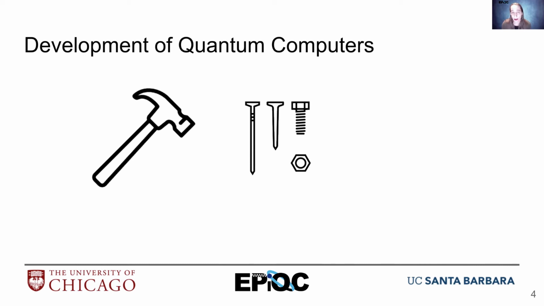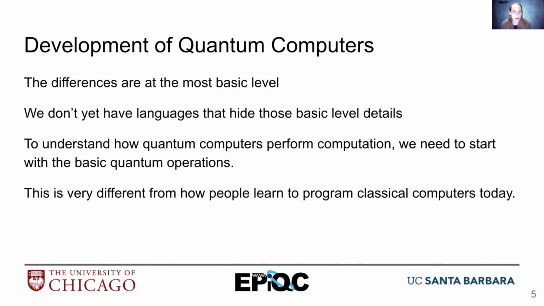What are those applications that are both very hard for classical computers, intractable in fact, and also able to be solved on quantum computers? So really the differences are at the most basic level, and we don't yet have languages that hide those basic level details. So to understand how quantum computers perform computation, we really need to start with those basic quantum operations.